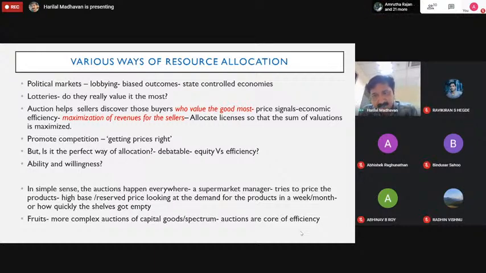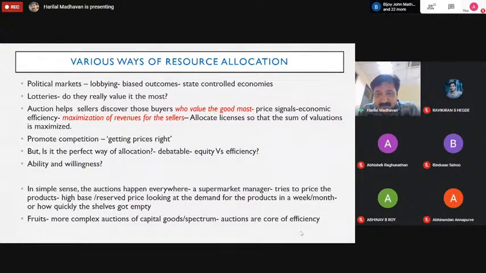That means the person, this is very debatable, I'm going to discuss it. So basically economic theory argues that if you quote the highest price, that is the person who actually needs that commodity most. So that is the price signal that we are talking about in economics. So basically the commodity or the good would be given to the person who has quoted a better price. So this obviously maximizes the revenues for the sellers.